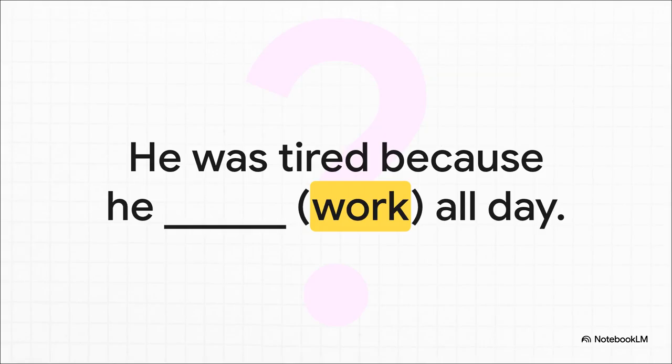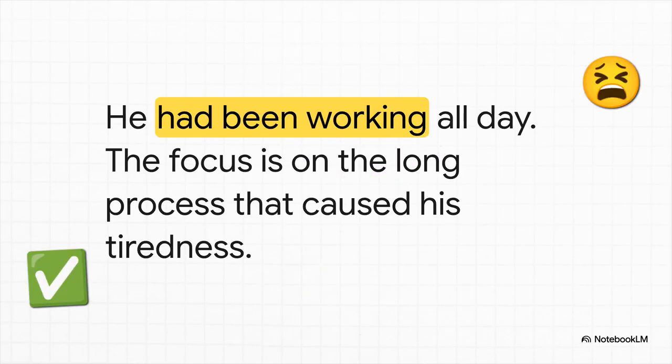All right, how about this one? "He was tired because he blank work all day." What's the story here? Are we focused on a finished task, or are we focused on the long process that made him tired? You got it. He had been working all day. We're explaining why he was tired by emphasizing the duration, that whole long day of work. We need to tell the ongoing story, so we use the past perfect continuous.